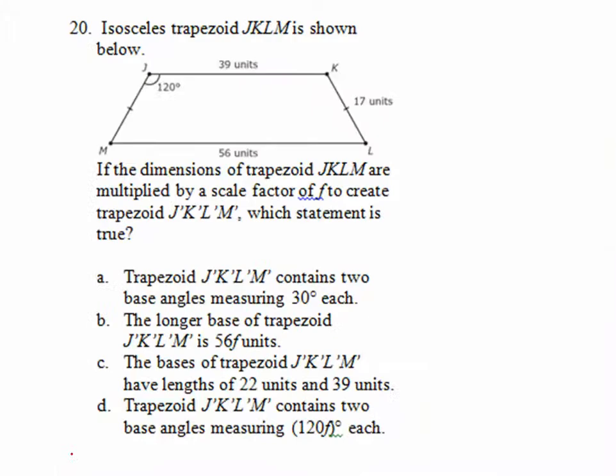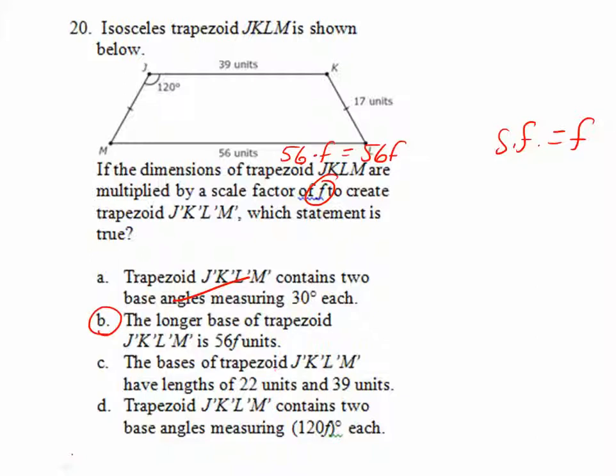And the last problem for this section is isosceles trapezoid JKLM is shown below. If the dimensions are multiplied by a scale factor of f, so we know our scale factor equals f, which statement is true? Trapezoid JKLM contains two base angles measuring 30 degrees. We don't know whether that's true. That has nothing to do with the scale factor. The longer base of the trapezoid, which would be here, is 56f units. Well, that's true because we're multiplying the 56 times f, which equals 56f. So that's a possibility. Let's check our other answers.